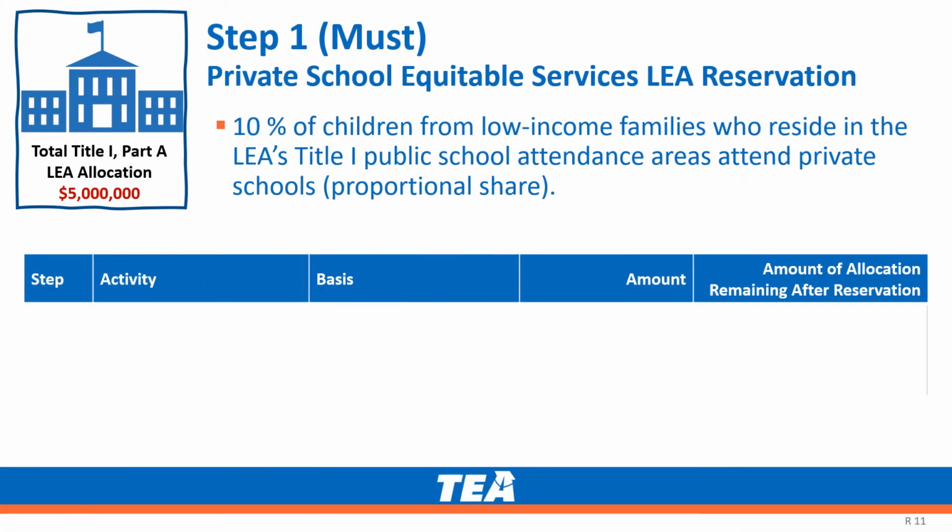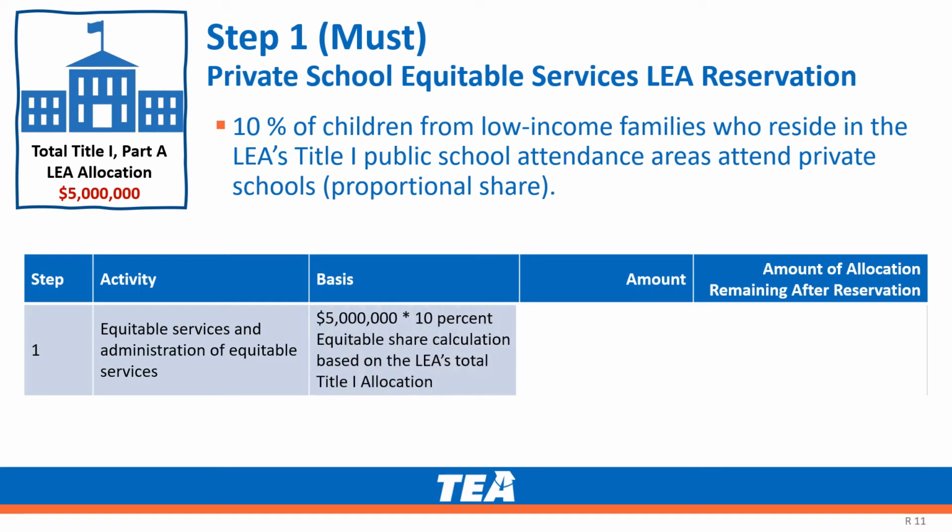In this example, 10% of children from low-income families who reside in the LEA's Title I public school attendance areas attend private schools, which is a proportional share. Therefore, in Step 1 of the LEA reservation process, which is to reserve funds for private school equitable services, the LEA must allocate 10% of its total allocation for equitable services, which would be $500,000.